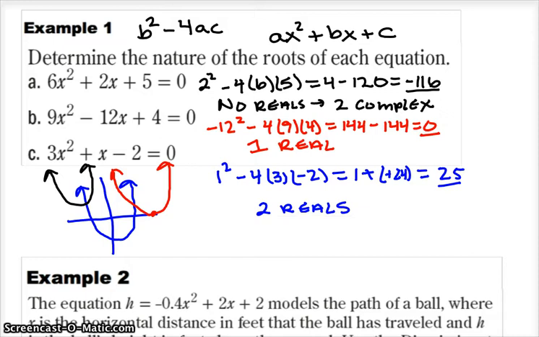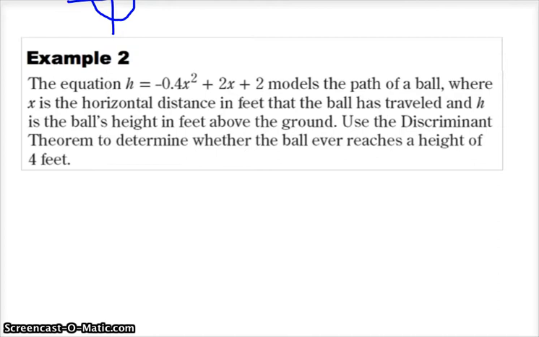Alright, let's look at an application. If I wanted to use the discriminant to figure out whether a ball reached a certain height, I could use the discriminant theorem. In this problem, we're asked if a ball actually reaches 4 feet high when using the given equation that models the height of the ball. To do this problem, we want to substitute 4 in for h.